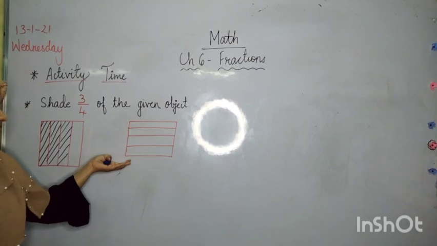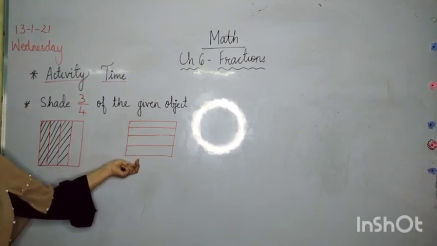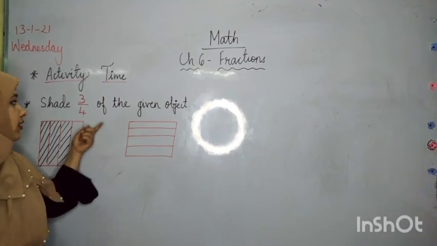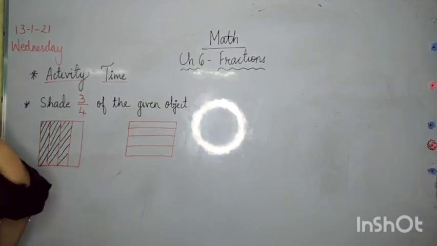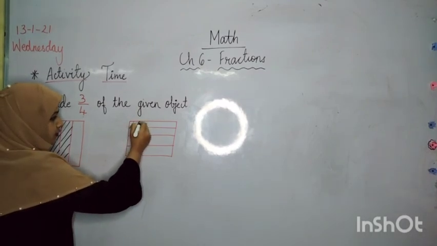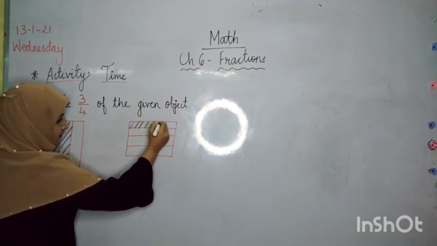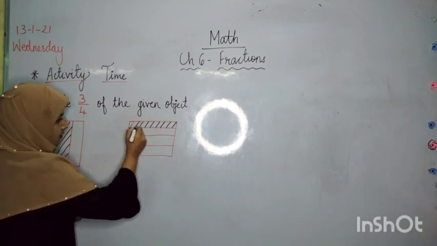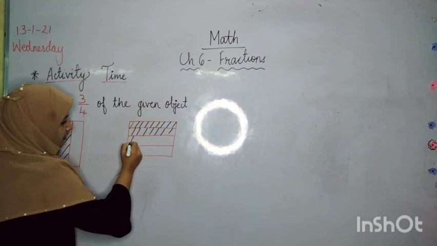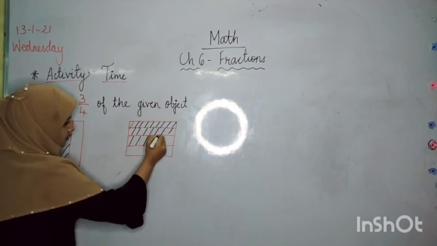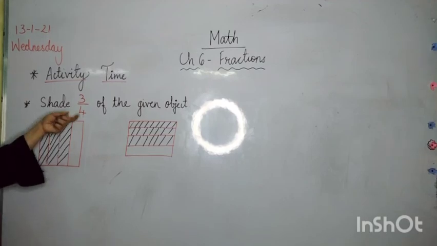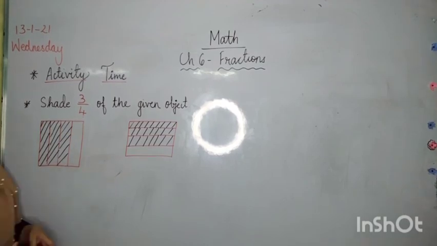In the same way, again I have the shape and I have 4 equal parts. Now I have to color only 3/4 of this given object. How do I do it? I color the first part, the second part, and the third part. In this way I have colored 3/4 of the given object.